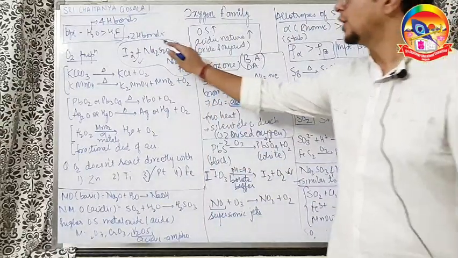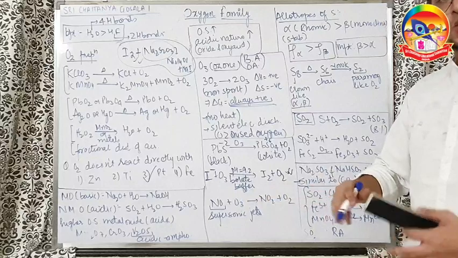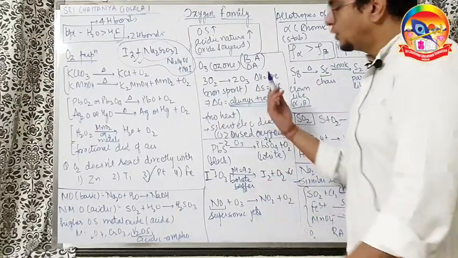And once you get from hypo, you get the amount of iodine, and from the amount of iodine, you get the amount of ozone. So this method is also used for quantitative estimation of ozone. Carrying on, allotropes of sulfur here.